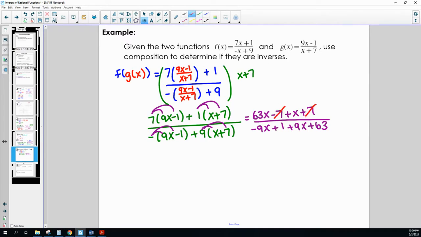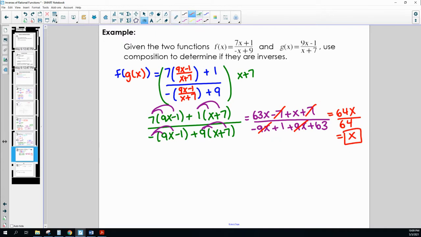Okay, so if we go to simplify this, the negative 7 and the positive 7 are going to cancel out. So 63x plus x, that's going to be 64x. On the bottom, the negative 9x and the positive 9x will cancel out. 1 plus 63 is 64. If I divide 64 and 64, this equals x. Okay, so we got x.